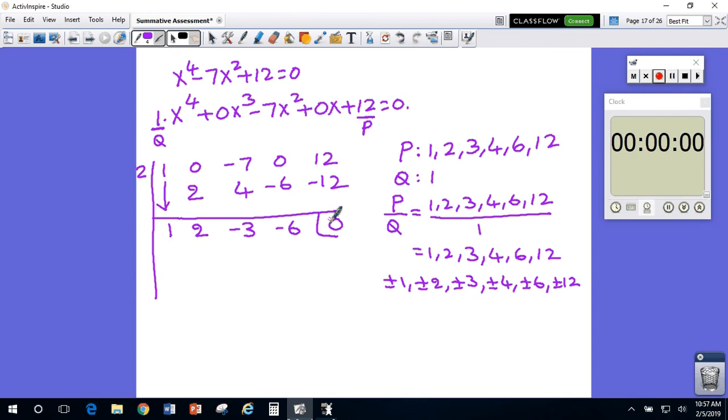Next one. How many rows do you have? 4. What is the highest exponent we have? 4. Next one, negative 2. 0 times negative 2 is 0.